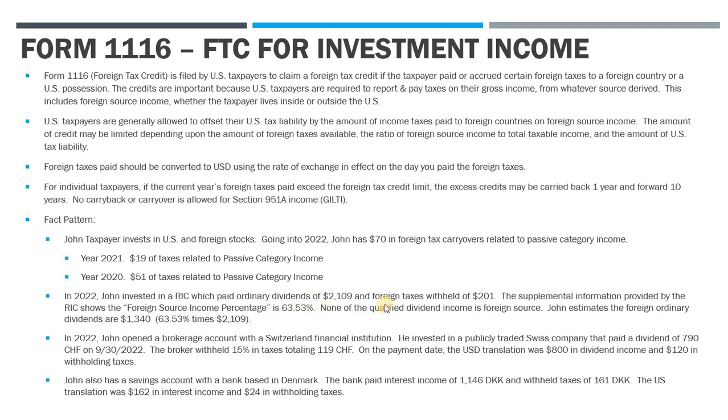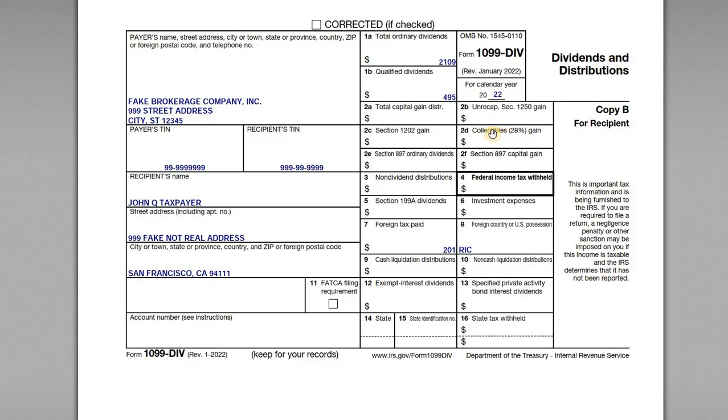So the RIC here, if we look at John's 1099-DIV, showed ordinary dividend income of $2,109 and foreign taxes withheld of $201. And that's what we see here on his 1099. So we have $2,109. $495 is qualified, and we can see the foreign taxes paid down here, $201. Now, what's also important to note about these 1099s is you can see here that nowhere does it indicate how much of this dividend was foreign source, right? We only see the total amount here.